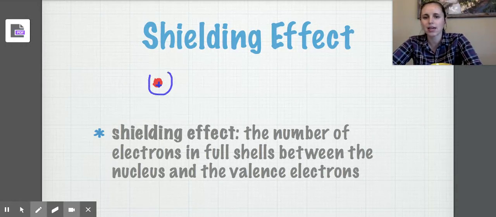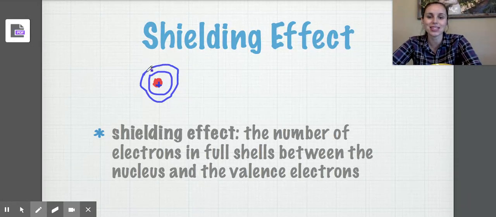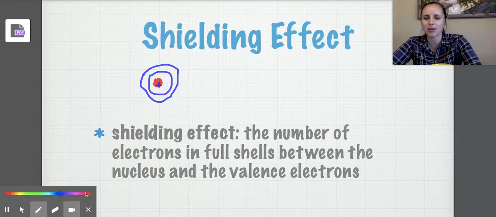So let's say we're dealing with something in the second row of the periodic table. There's only one full shell between these valence electrons and that positive core. Remember, that positive core is that magnet that's actually holding those electrons in place. So this has less of a shielding effect because there's less stuff in the way.